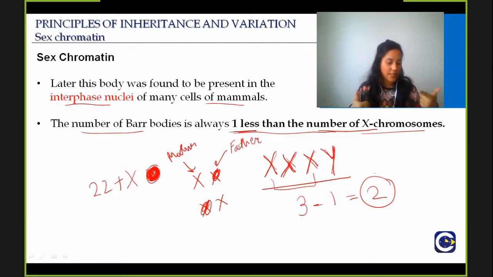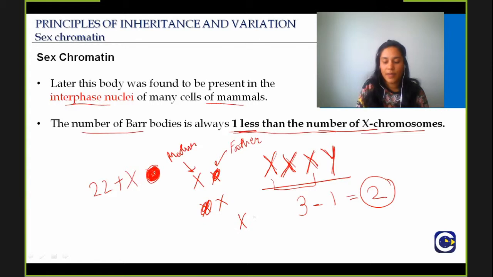Okay, I saw somebody at some point said 1, but it is not 1. It is 1 less than the number of X chromosomes. Here the number of X chromosomes is 3. 3 minus 1, 2. You will see 2 bar bodies. In a normal female, always 1 bar body. In a normal male, no bar body.